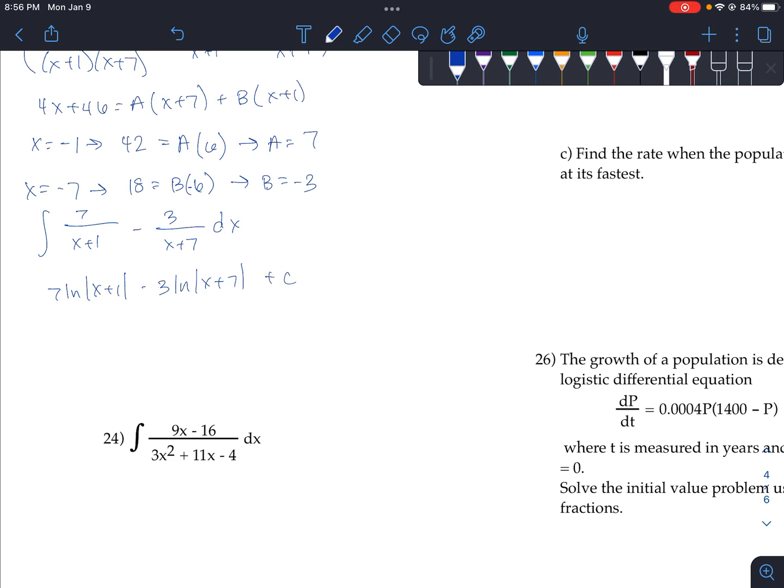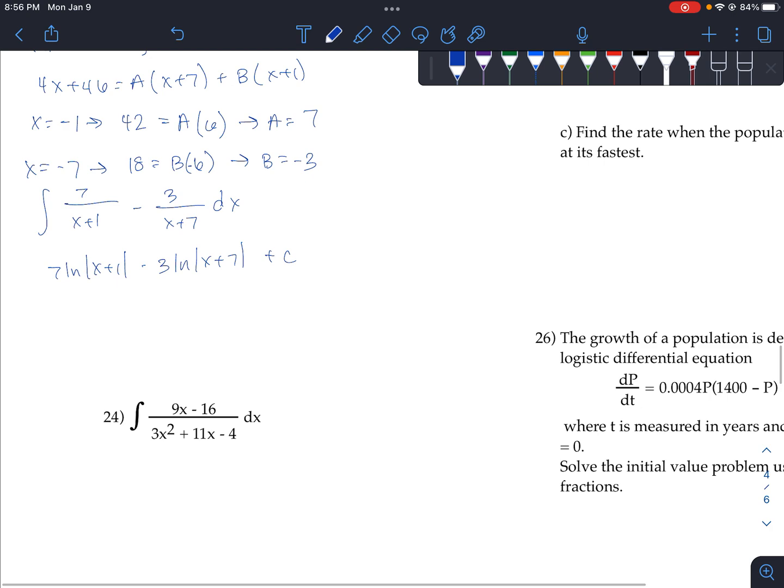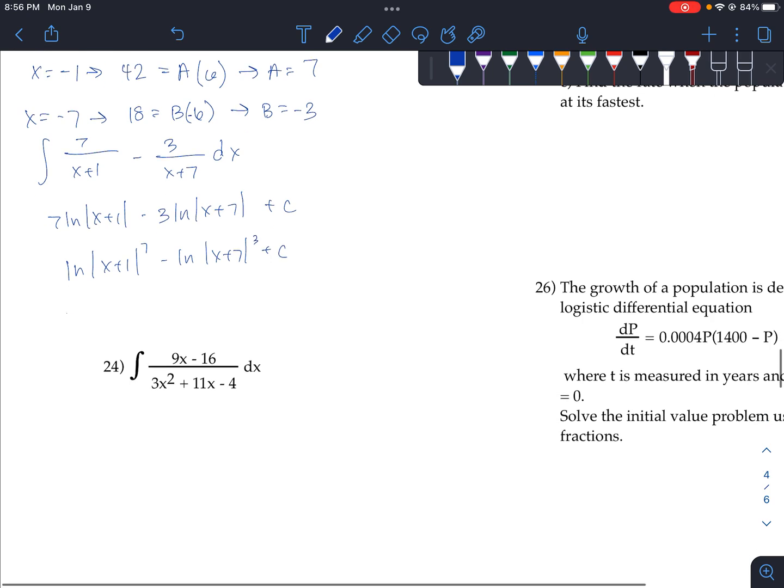Minus 3 natural log of x plus 7 plus C. I would be okay if you left it here. If you're looking to simplify a little bit more, that'd be the natural log of x plus 1 to the 7th minus the natural log of x plus 7 to the 3rd plus C, and that would be equal to the natural log of x plus 1 to the 7th divided by x plus 7 to the 3rd plus C. Okay, that's looking good.